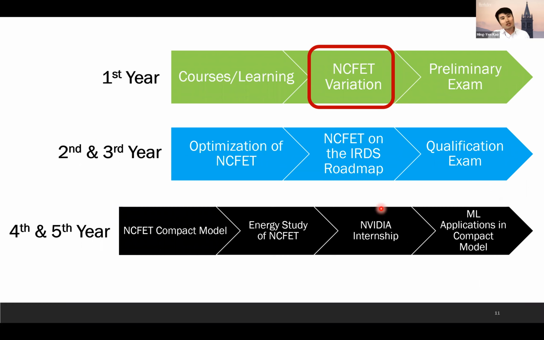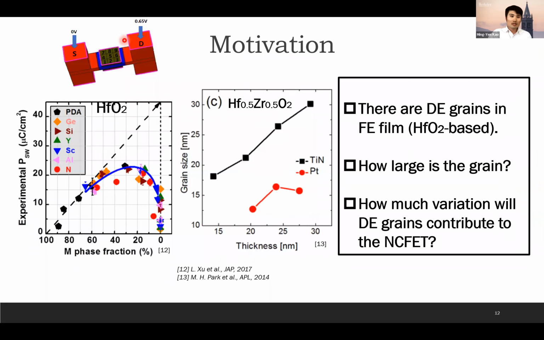So after knowing all the background knowledge, I'm going to talk about the first project, the first research topic, NCFET variation. And I would like to give you a big picture of what this research topic is. So basically, we can see there's a geometry here. We have the source and drain, and the gate control is a double gate structure. And the blue region is a channel. So the gate could control whether this channel is on or off.